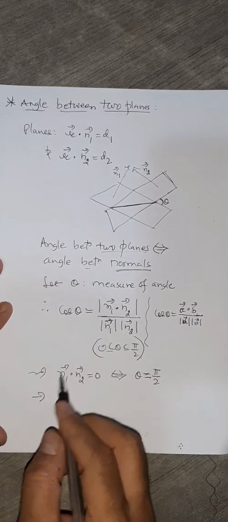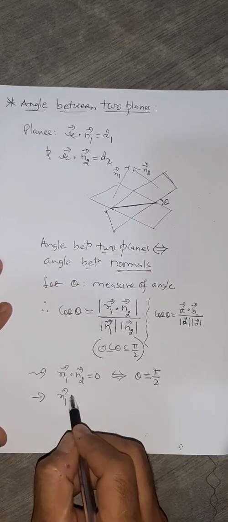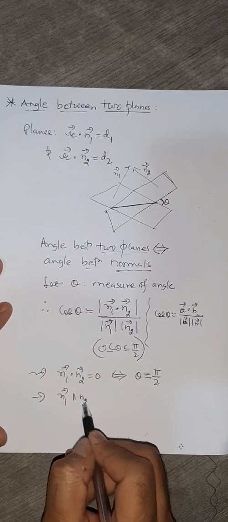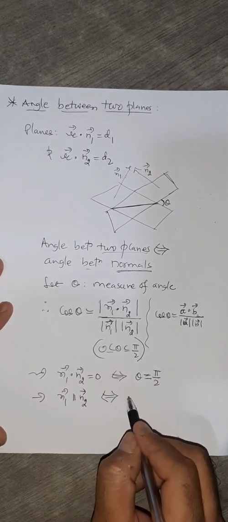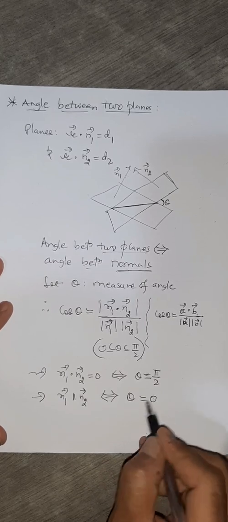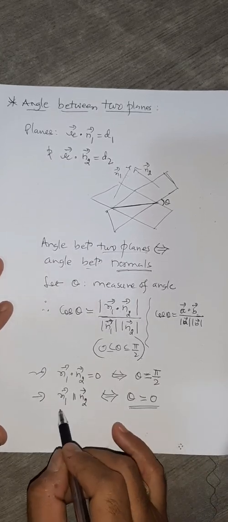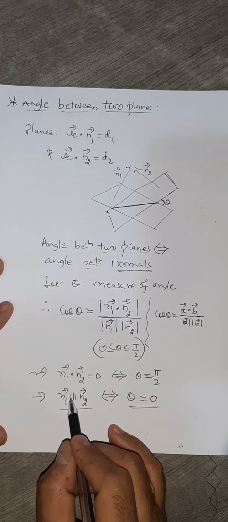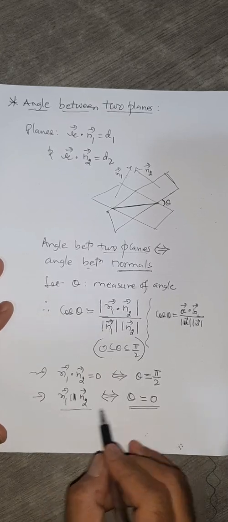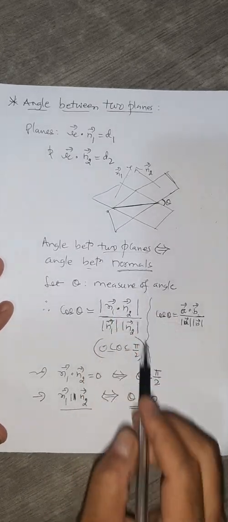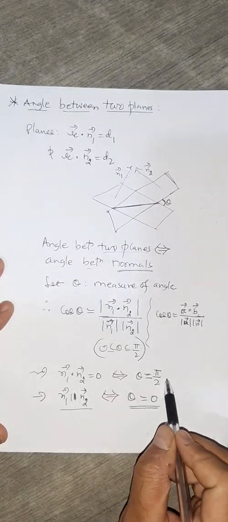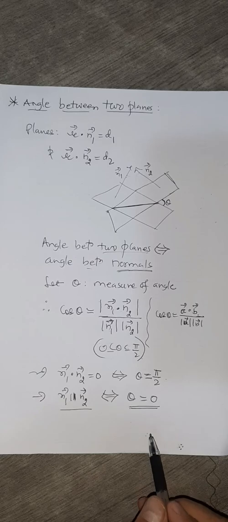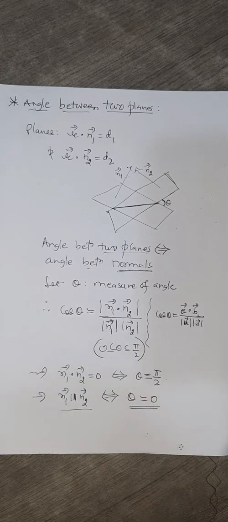If normals are parallel, that is, multiples of one another, if and only if the planes are parallel. So the angle between the two planes is 0. Normals are parallel means what? They are multiples, positive or negative. That means the planes are parallel, and then theta is 0. If the dot product is 0, that means the two planes are perpendicular to each other. So theta is pi by 2 or 90 degrees.